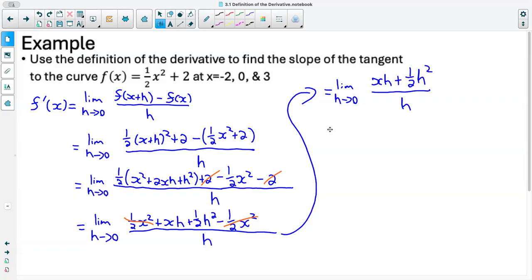So we can simplify. That gives us the limit as h goes to 0 of x plus 1/2 h. Now, if h is going to 0, 1/2 times h will essentially go to 0.